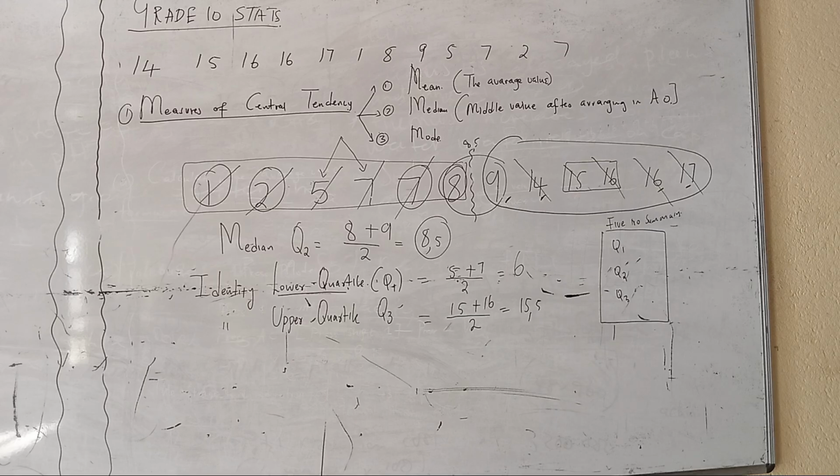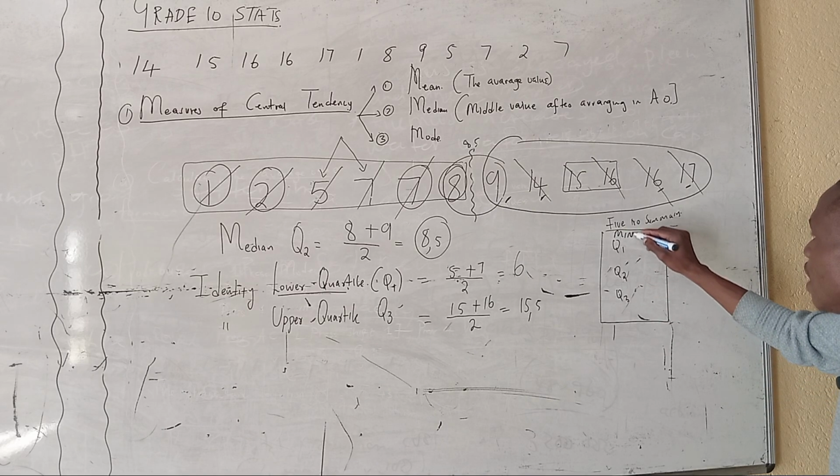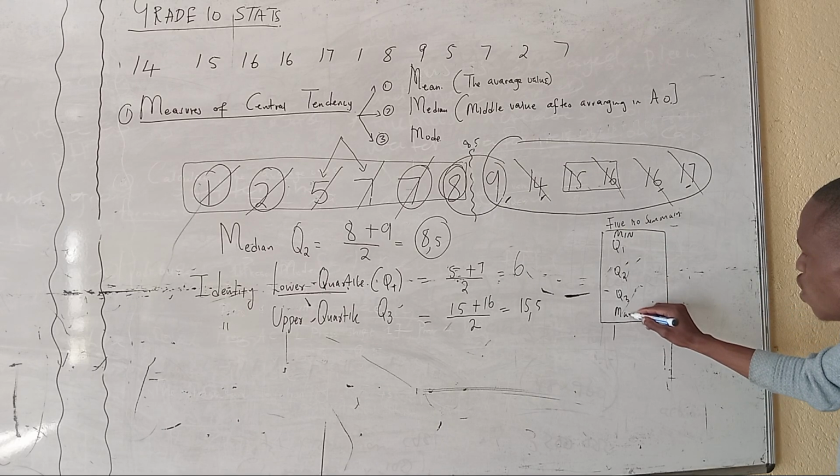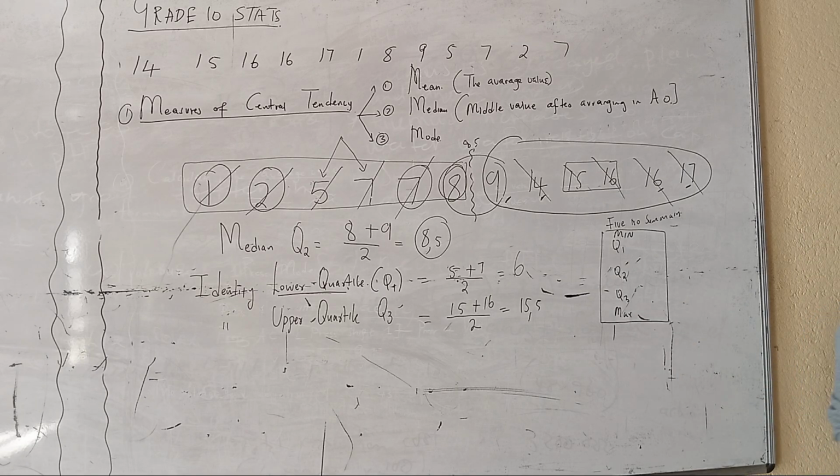Yes, the minimum and the maximum. So when we talk about the 5 number summary, we talk about these 5 things: the minimum, the Q1, the Q2, the Q3, and the maximum. This is what? Our 5 number summary.